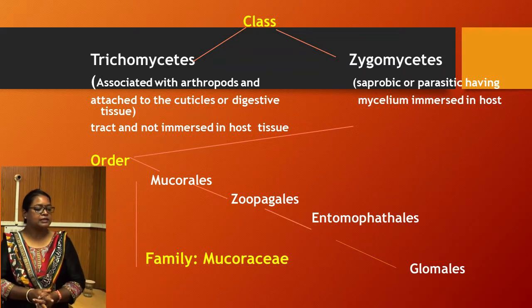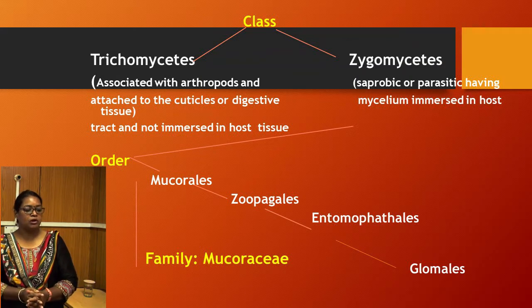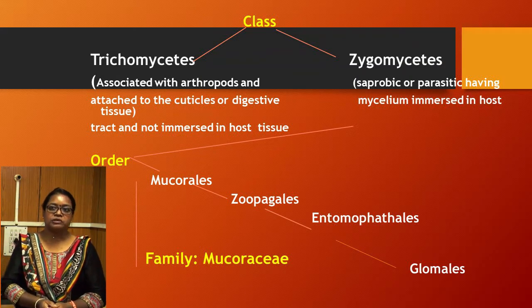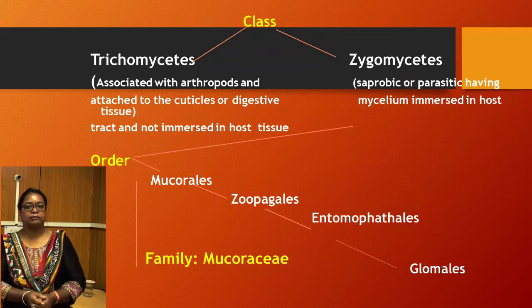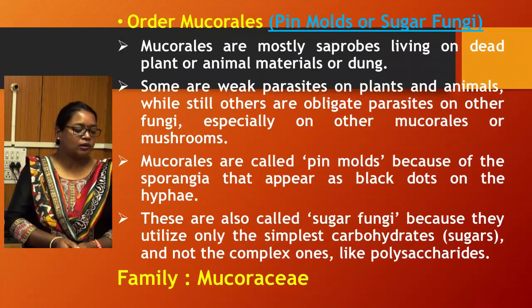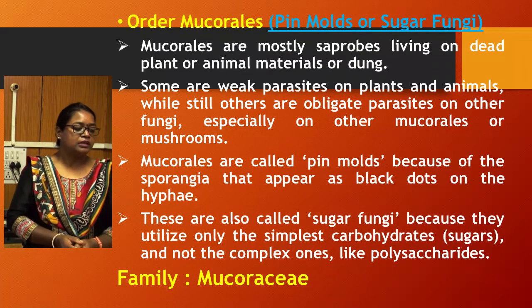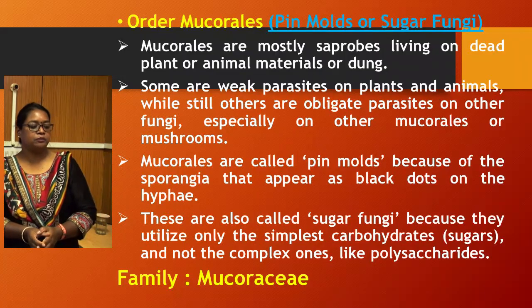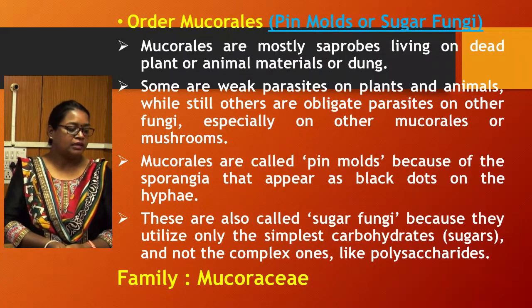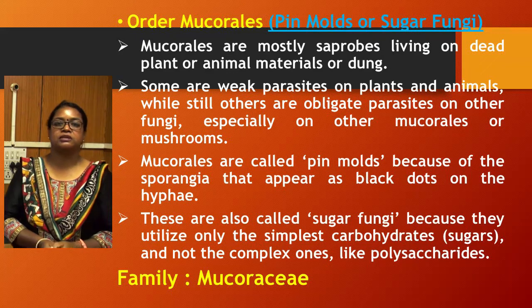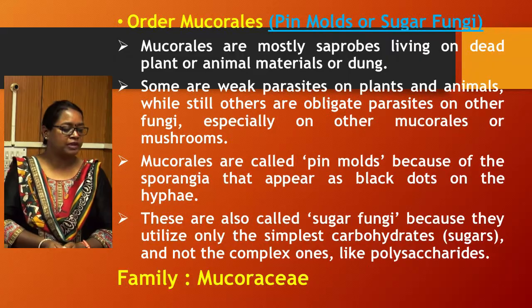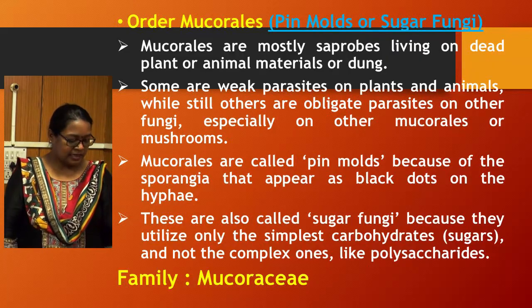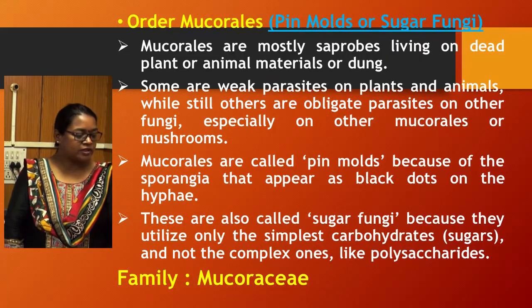The order Mucorales is also known as pin mold or sugar fungi. They are mostly saprobic, living on dead plants, animal matter or dung. They are known as pin mold because the sporangia appear as black dots on the hyphae. They are called sugar fungi because they utilize only the simplest carbohydrates and not complex ones like polysaccharides. The order Mucorales has the family Mucoraceae.